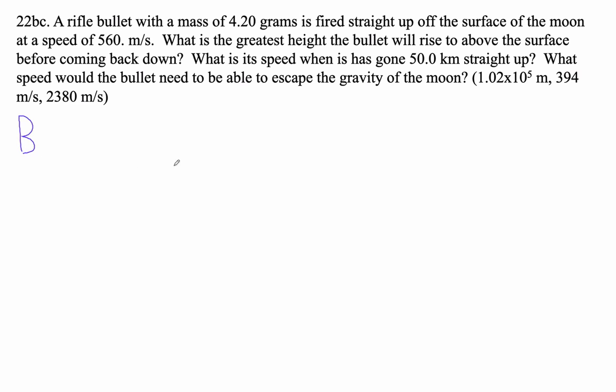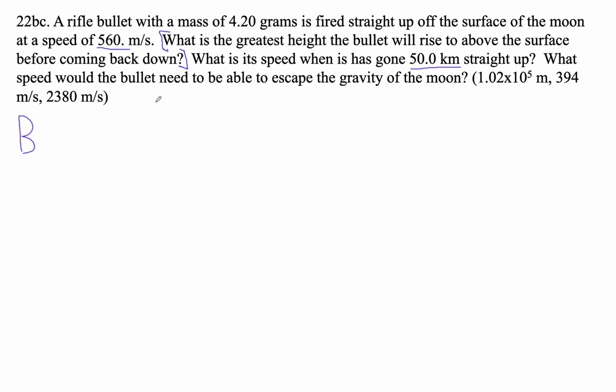Let's do the second question here. So we've already got what's the greatest height it will rise to above the surface. What is the speed when it's gone 50 kilometers straight up from the surface of the moon? So it's fired at 560 meters per second. So let's figure out what speed it's going when it's gone 50 kilometers straight up.